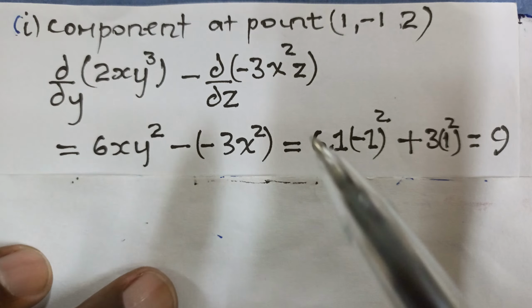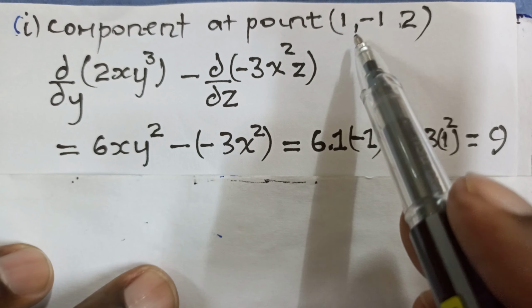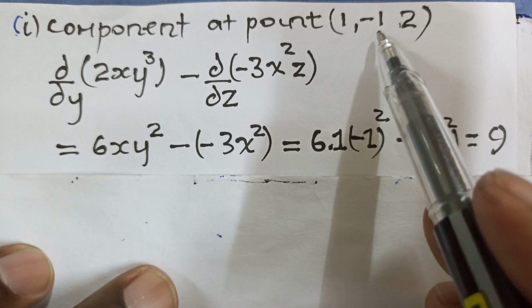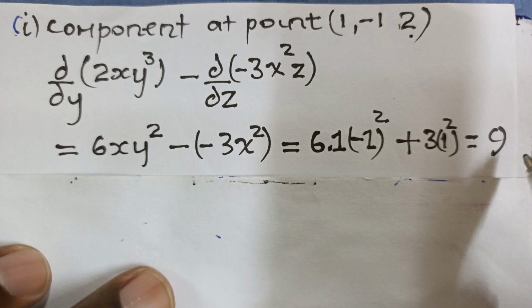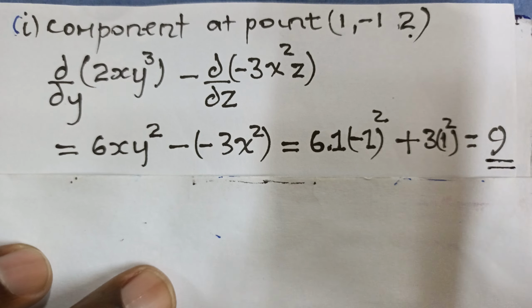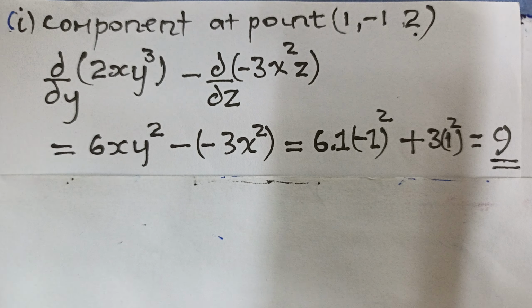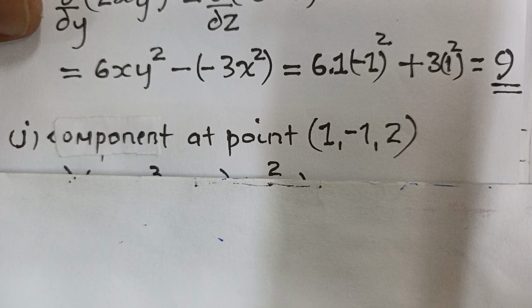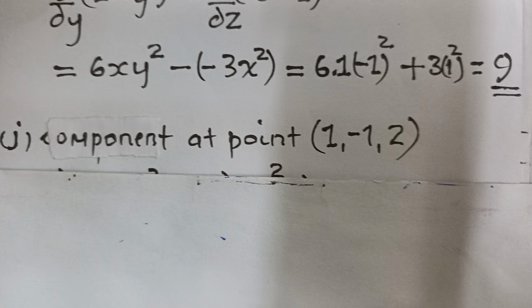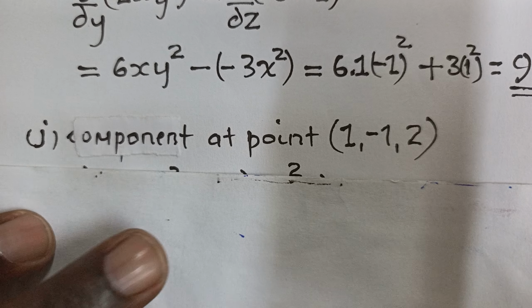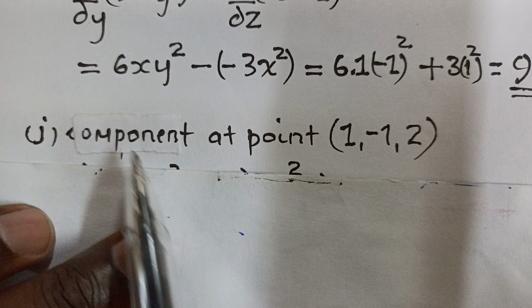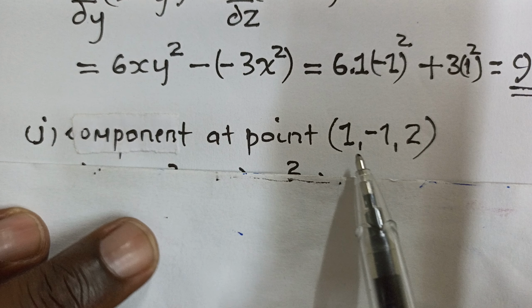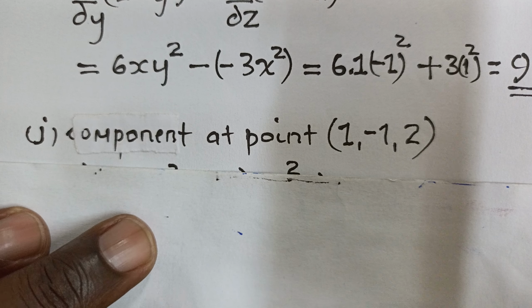Guys, we can actually now come and input our figures. That is, for x is 1, for y is -1, and then for z is 2. And this one we get as 9. Guys, we now go to the next component, which is of j. The component of j, this was for the component of i, this is for j. And this is at point 1, -1, and 2.